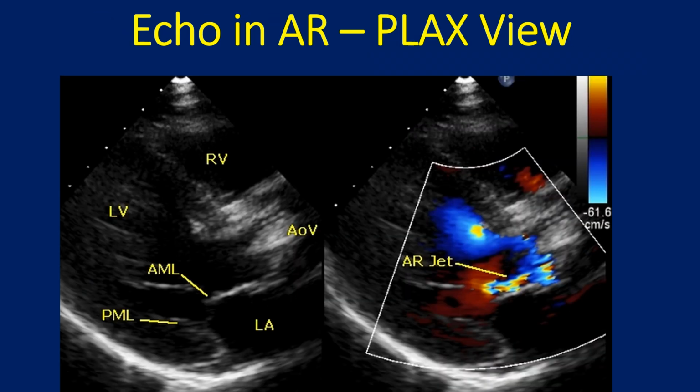This is a parasternal long axis view from another case. Aortic valve is seen as grossly thickened and calcified. The right panel shows the multicolored jet of aortic regurgitation along the ventricular surface of the anterior mitral leaflet. This is quite an eccentric AR jet, and hence assessment of severity will be difficult.